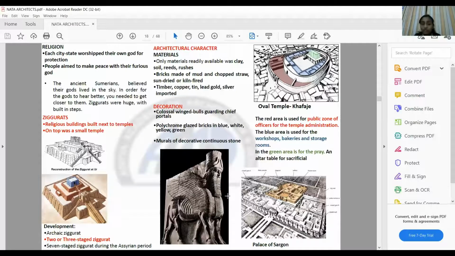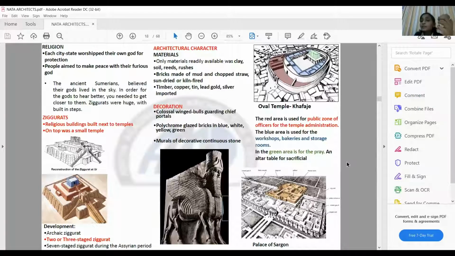They had 2 or 3 tiers. And these temples were guarded by chief portals, which were referred to as colossal winged bulls. So this could be another important question for you guys. What were the different kinds of structures they started constructing? One is the temples, referred to as ziggurats, guarded by these colossal winged bulls. And they also had these oval temples, mainly.